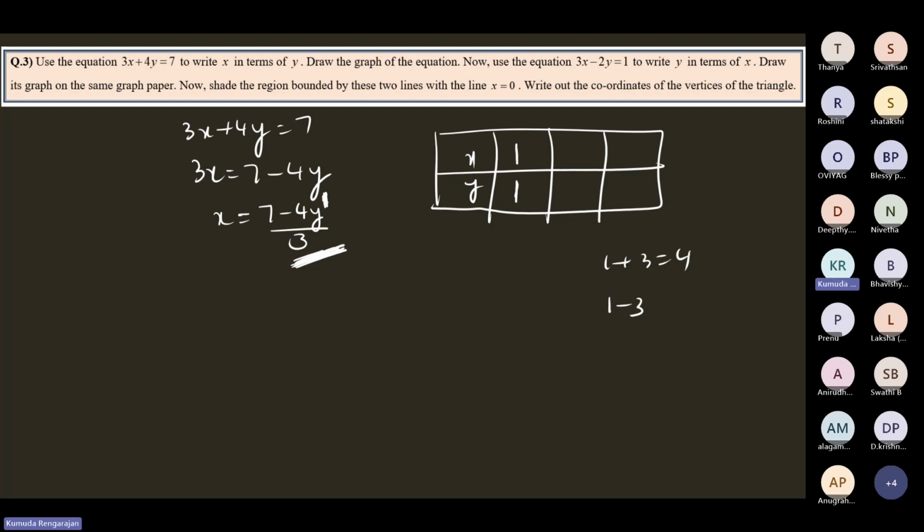Now y is 1 you have taken. Now skip count in threes. You can either add 3 or subtract 3. Supposing you do 1 plus 3. What is 1 plus 3? 4. So take y as 4. What is 4 into 4? 16. What is 7 minus 16? Minus 9. And what is minus 9 by 3? Minus 3. So when y is 4, x is minus 3.